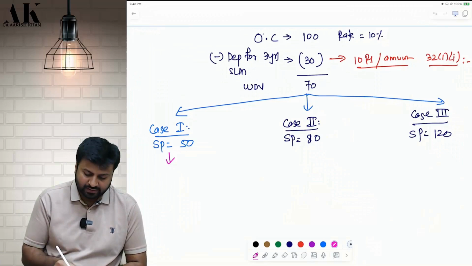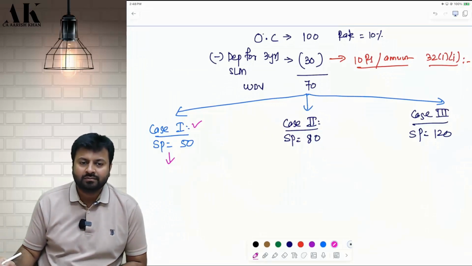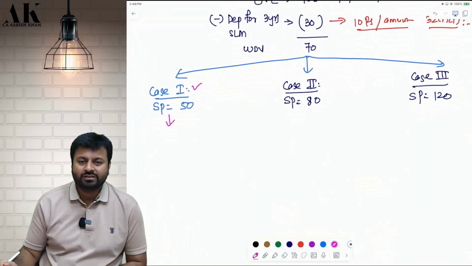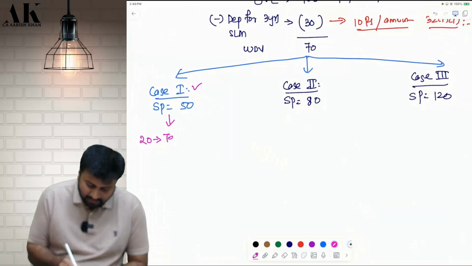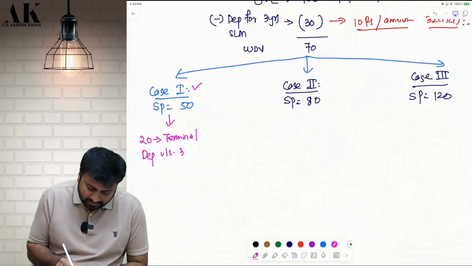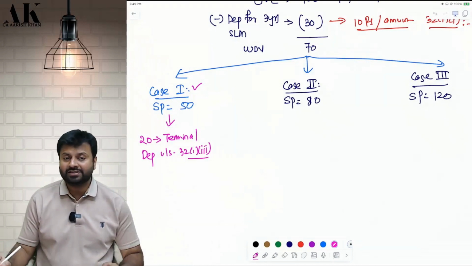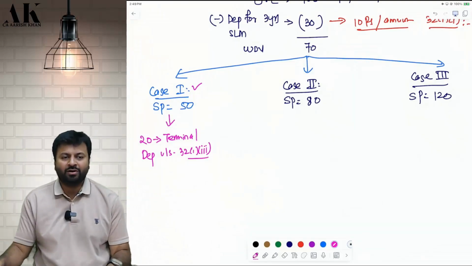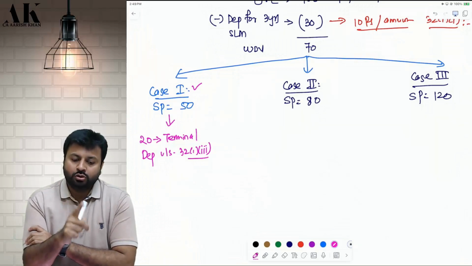Benefit number 1 in case 1. Because you are selling for lower than WDV, there is a loss of 20 rupees. Agreed or not? 70 is the WDV, you are selling for 50. Yes or no? You are incurring a loss now of 20 rupees. Yes? So that 20 rupees will be allowed to you as a deduction by the name called as terminal depreciation under section 32 subsection 1 clause 3. This was our last depreciation, if you remember. Terminal depreciation in the list of 4 depreciations. Remember or not? Please tell me. So this is allowed as a deduction to you.